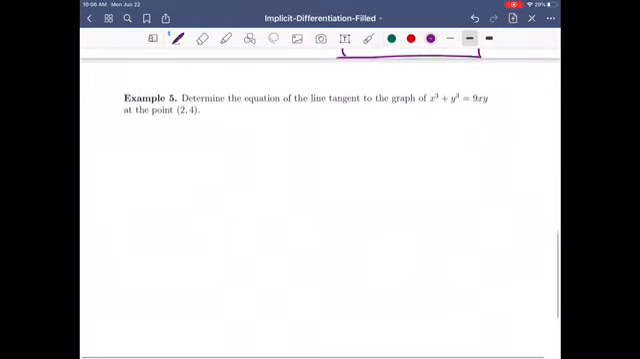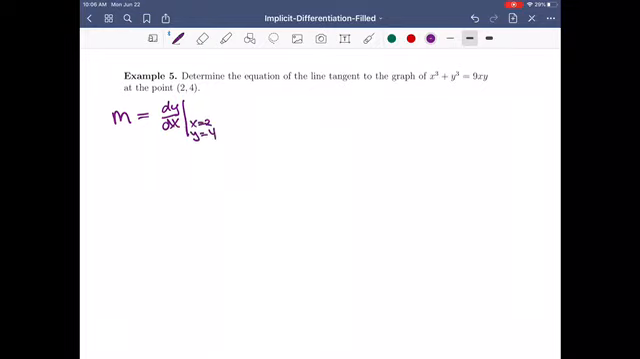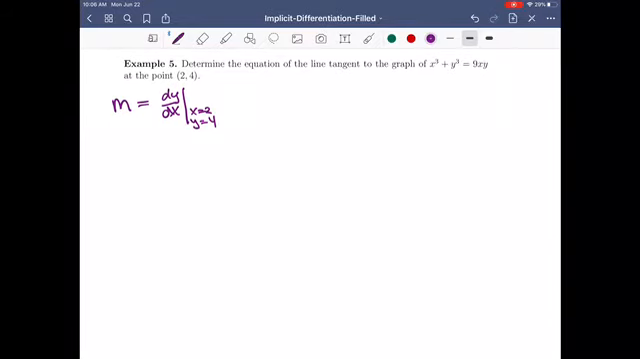Okay, one more example. So here we want the equation for the tangent line. Okay, so that means that we first want to find the slope. Okay, so m, the slope, is going to be the derivative dy dx, evaluated at the point. Okay, so that's x is 2 and y is 4. So we're going to start by taking the derivative.